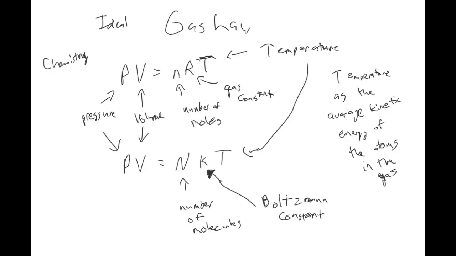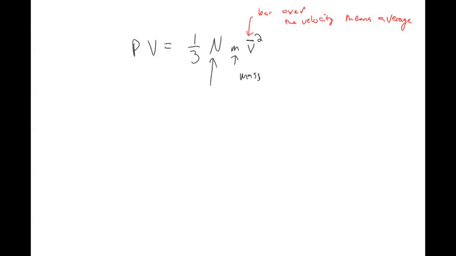Okay. So the new equation that we're going to write is pressure times volume equals 1/3 N m v average squared. So the bar over anything, but in this case over the velocity, means average. So if you see a straight line over something, it usually means that it's the average. Then this is mass. This is still number of molecules or atoms. And then this is still pressure and volume.